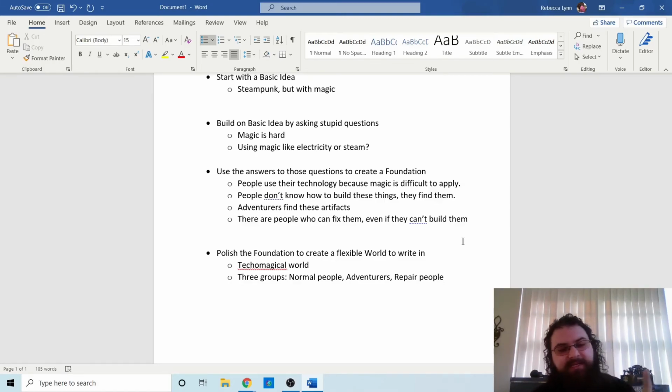But there are one or two more questions that we can ask at this step, which are important, and they'll help us further polish the foundation. If we have these adventurers, these people that look for these artifacts, it implies that you have to find them somewhere, right? So where do they find them? Where do they come from?